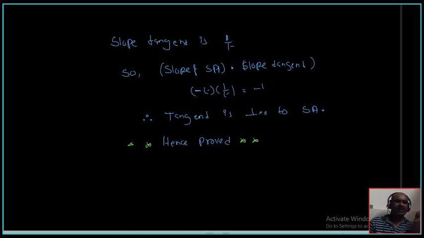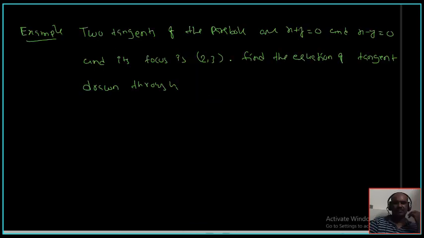Based on this property I want to solve one problem. Students, two tangents of the parabola are x plus y equal to 0 and x minus y equal to 0, and its focus is (2, 3). Find the equation of the tangent drawn through the vertex, and also find the length of the latus rectum.